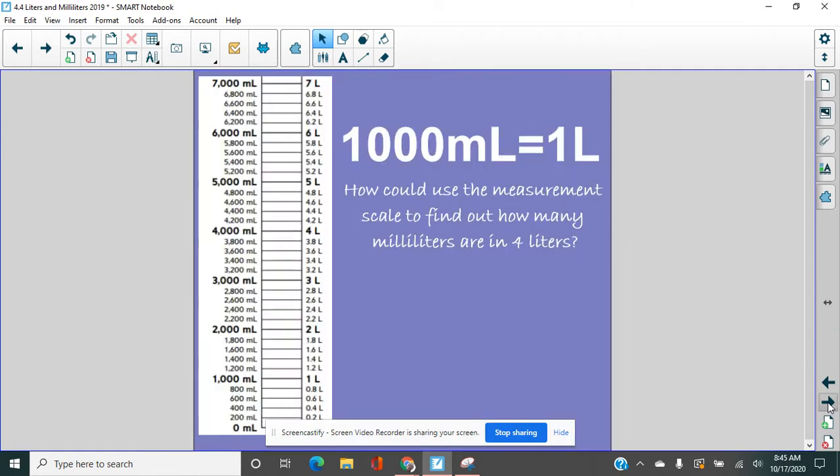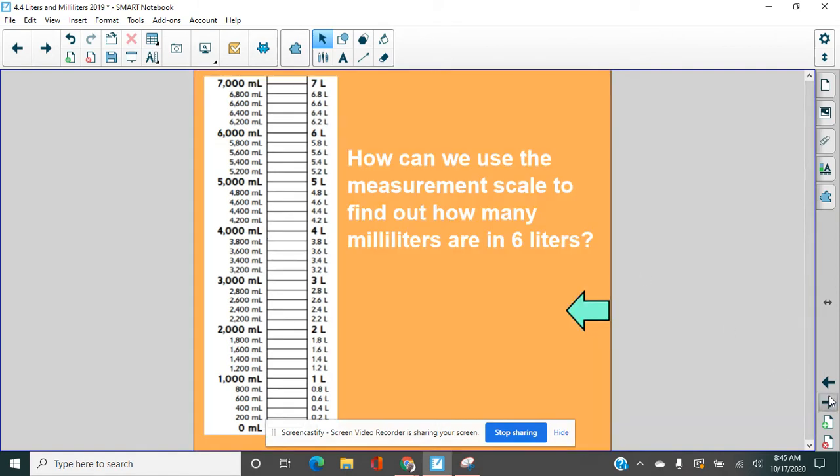So what we can remember here, this conversion: if you have 1 liter, that's going to be 1,000 milliliters, just like 1 meter had 1,000 millimeters. So, connecting to things that we already know. How could we use the measurement scale to find out how many milliliters are in 4 liters? All right, watch what I do. So here's 1 liter, 2 liters, 3 liters, 4 liters. And we can look across and see that that is worth 4,000 milliliters. 1 liter is 1,000 milliliters. All right, what do you think?